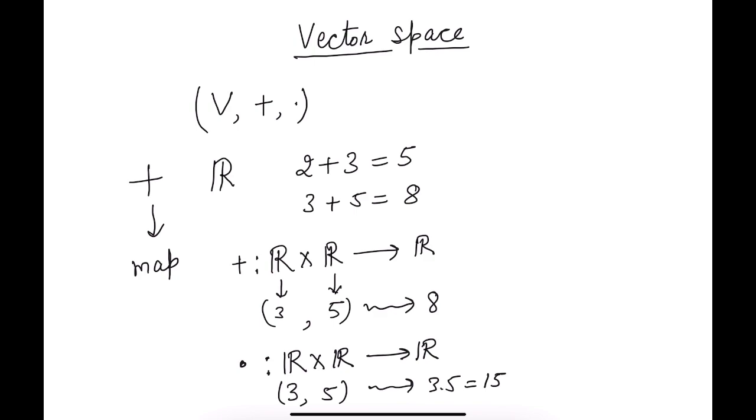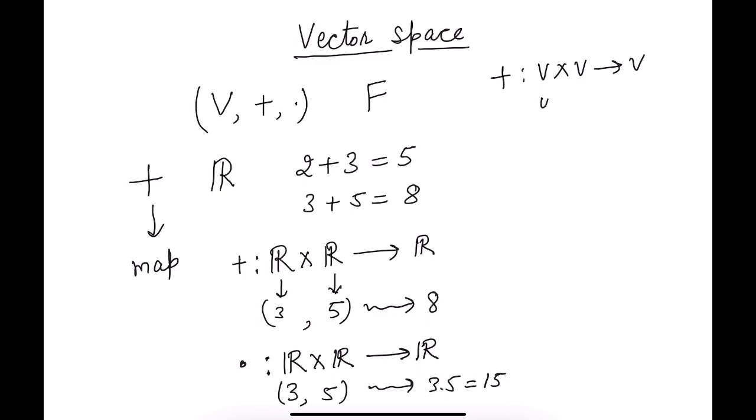So here we have a non-empty set V equipped with two operations, addition and dot, and this V is a vector space defined over a field F. We will discuss the properties of a field later on. First, we see what the addition operation and the multiplication operation defined on V are. The addition operation is defined from V cross V to V. It means this operation is a map from V cross V to V.